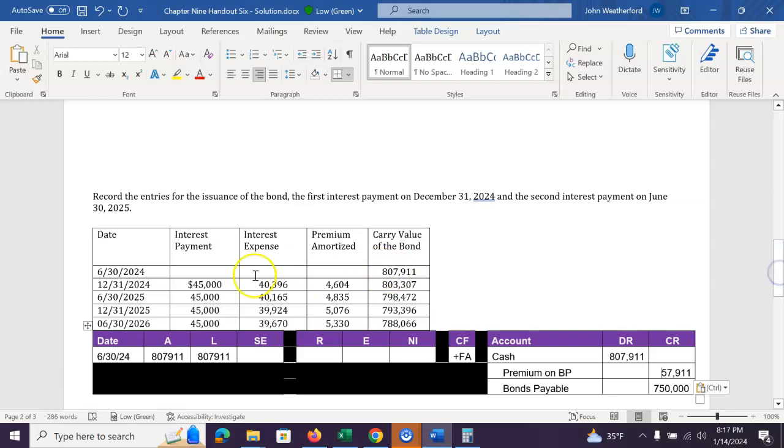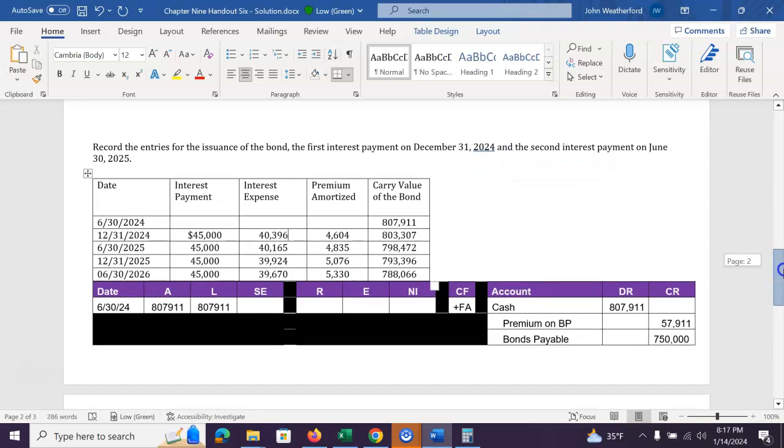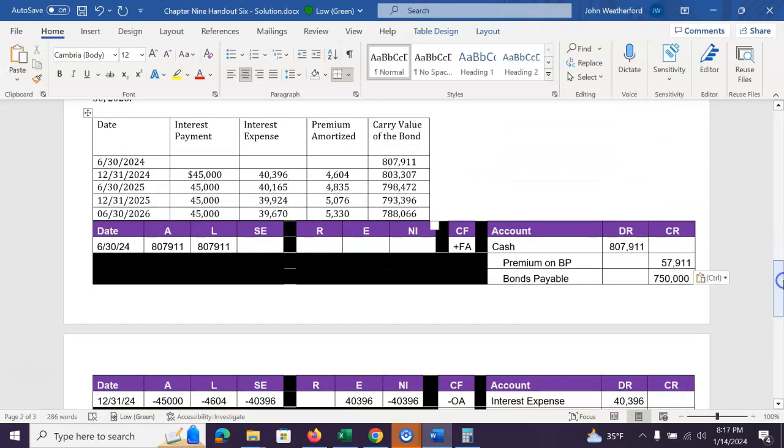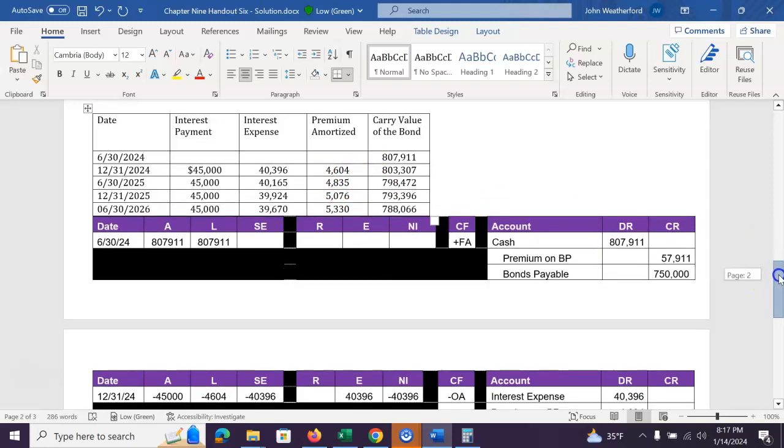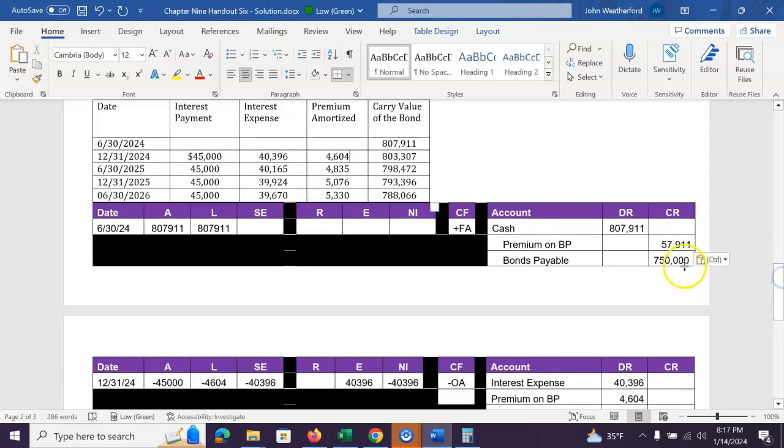Okay, our next interest payment date is 12/31/24. So here we will debit interest expense for $40,396. We're going to debit the premium for $46.04. It went on the books as a credit, so it would come off the books as a debit. And then we're going to credit cash for the amount of cash paid for interest, $45,000.